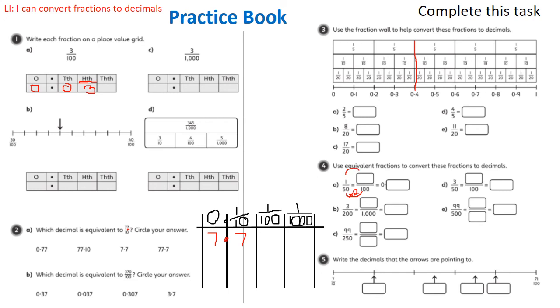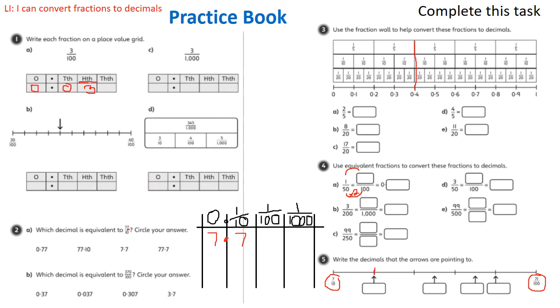Once you've got your fraction over 100, 10 or 1,000, you can then easily convert it to a decimal using your place value grid. Question 5, write the decimals that the arrows point to. So this is 7 tenths. And this is 71 hundredths. So what has this gone up by? What would this one be here first? There's 1, 2, 3, 4, 5.